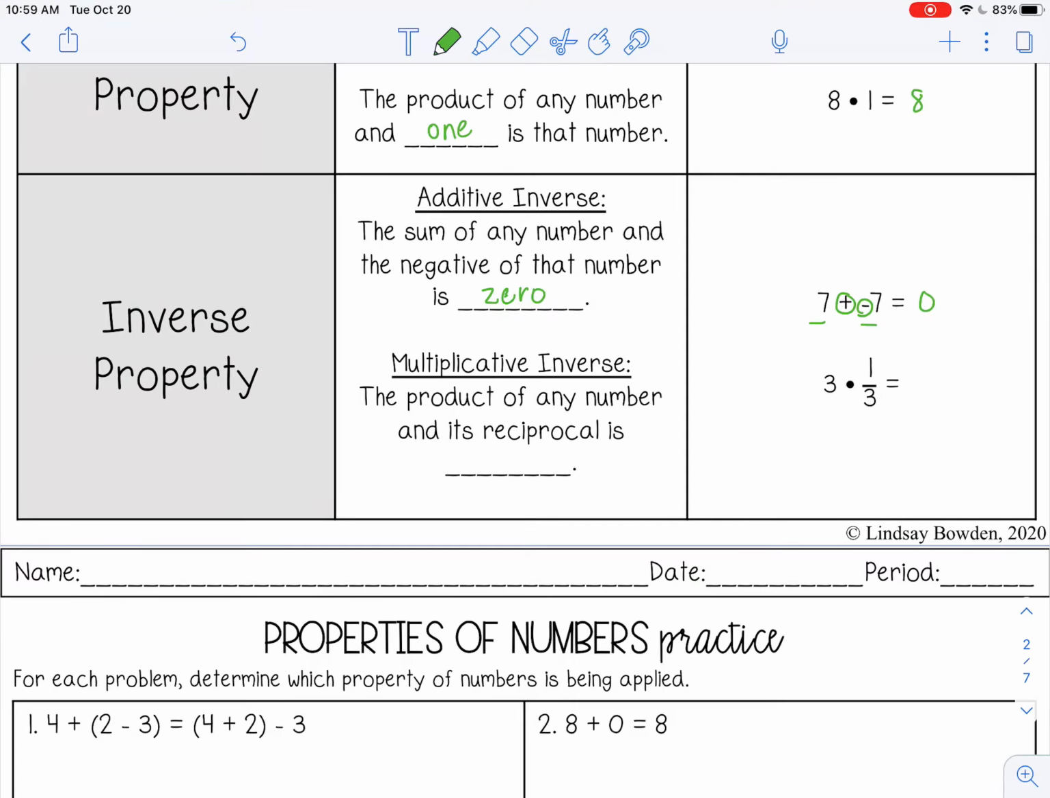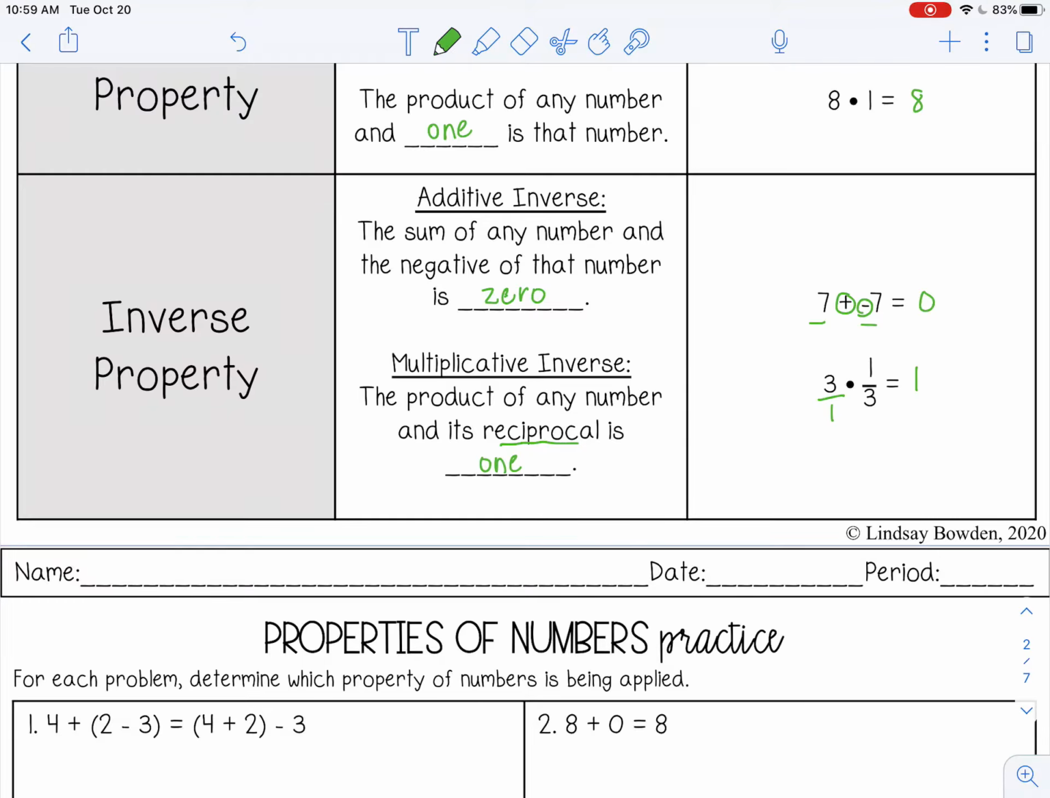The multiplicative inverse is the product of any number and its reciprocal, which means a fraction flipped, is 1. So 3 times 1 over 3 gives you 1. And 3 is the same thing as 3 over 1. So that is the reciprocal. We have flipped 3 over 1 to give us 1 over 3.